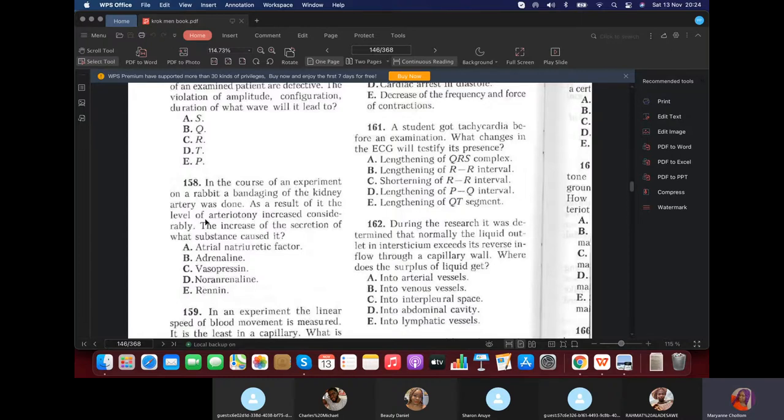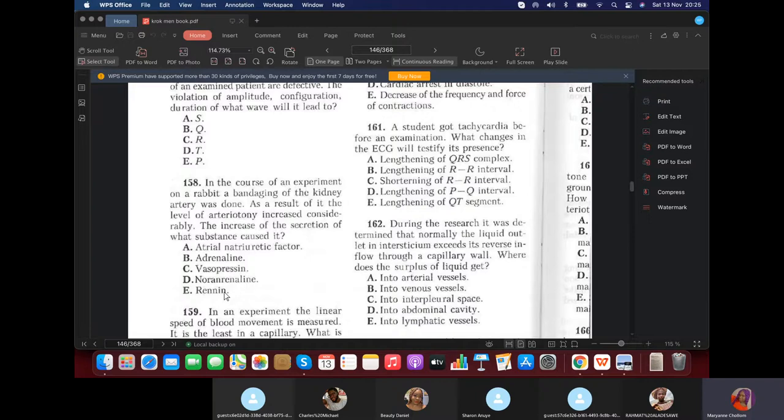In the course of an experiment on a rabbit, a bandaging of the kidney artery was done. As a result, the level of arterial tone increased, the pressure in the artery increased, like vasoconstriction. The increased secretion of what substance causes this? Of course, it would be renin. Look at what they did here: they did not put angiotensin 2. So you have to choose renin.